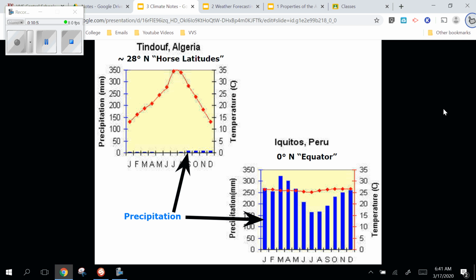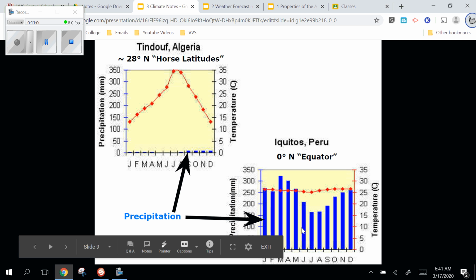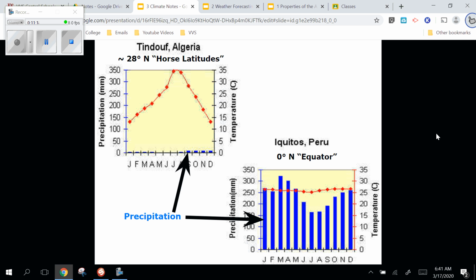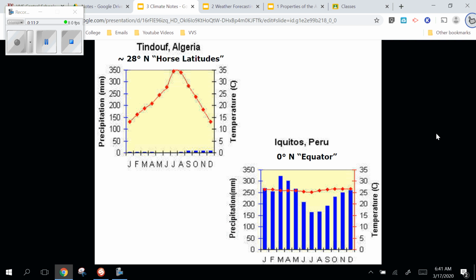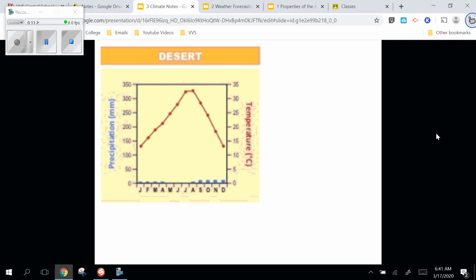Peru's at the equator. It's a tropical rainforest. These are two prime examples of a desert and tropical rainforest. Good range in temperature, very little precipitation for the desert. Not a big range in temperature, a lot of precipitation year-round for the tropical rainforest. If you notice that one, see that desert right there? It looks very similar to the one for Algeria. It's a good prime example.